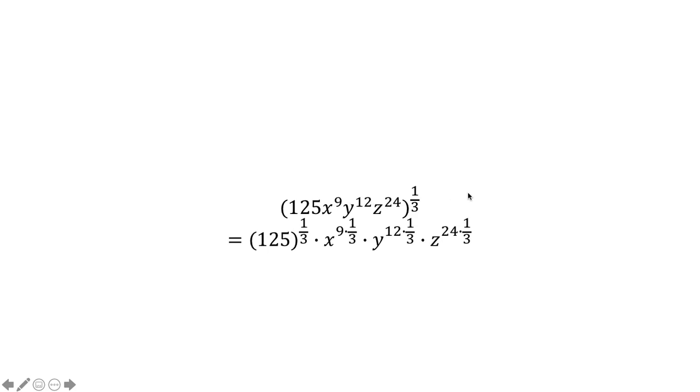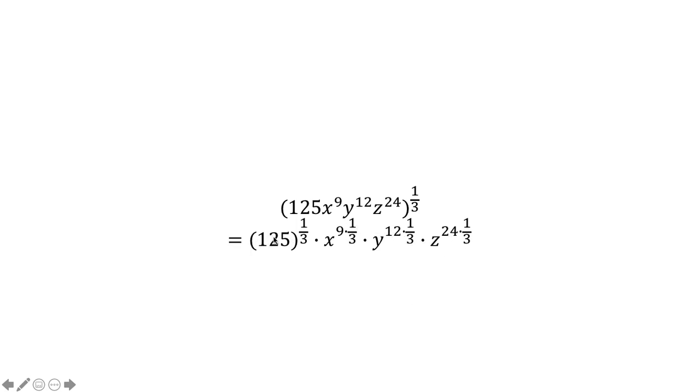I've got 125 to the power of 1/3 times x to the 9th times 1/3, y to the 12 times 1/3, and z to the 24 times 1/3. And I still have to deal with fractions here, but these are all over 1, right? 9 over 1 times 1 over 3, 12 over 1 times 1 over 3, 24 over 1 times 1 over 3. And I end up just chopping each of these numbers so that I get a third of them, right?